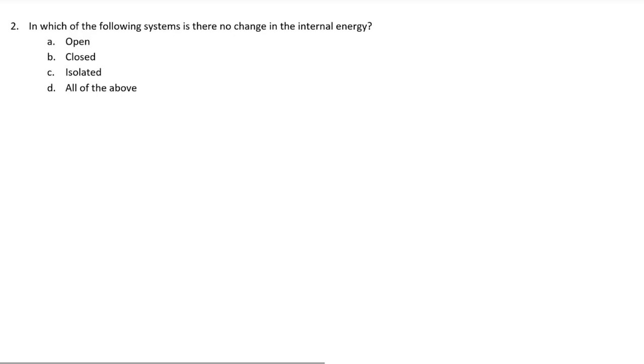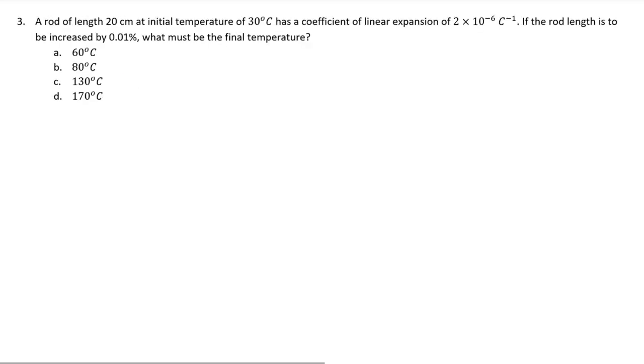As no energy or matter is transferred from the system to the surroundings in an isolated system, the internal energy of that isolated system cannot change. Therefore, as the question is asking us which of the following systems has no change in internal energy, the answer must be an isolated system. Finally, let us look at a question that involves some numbers, namely a question about thermal expansion.